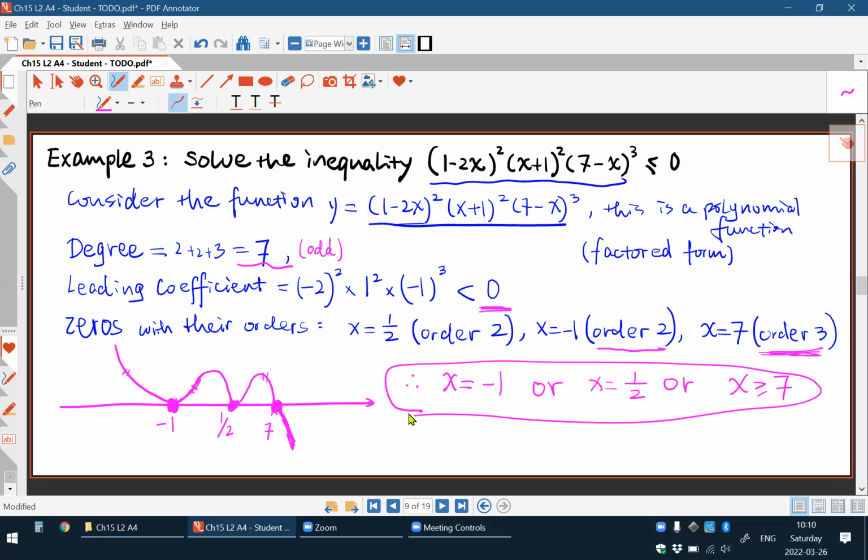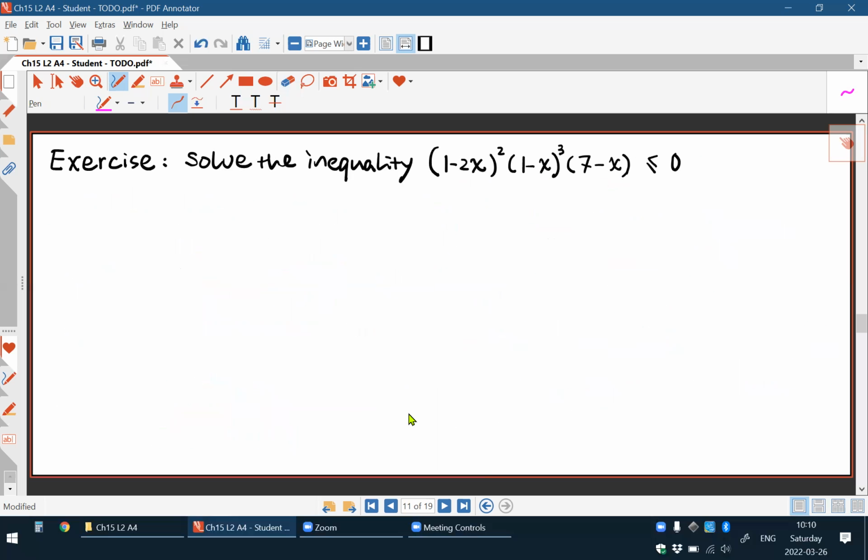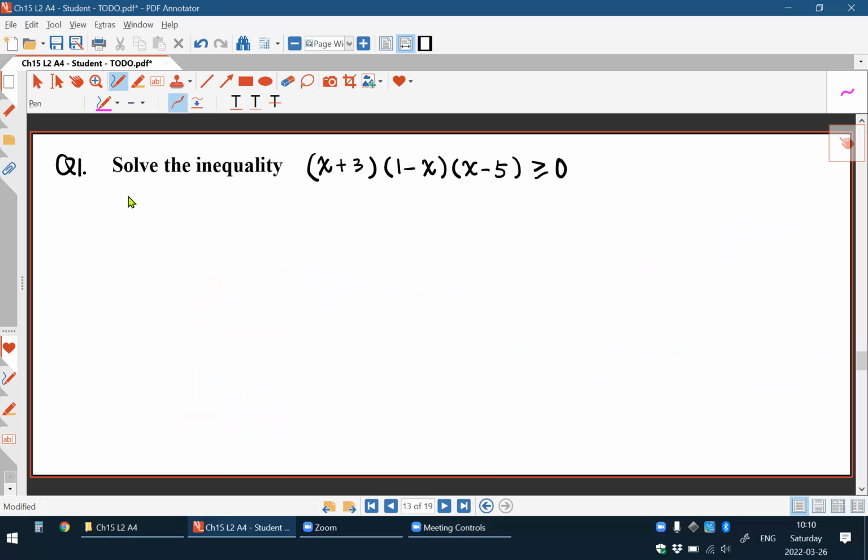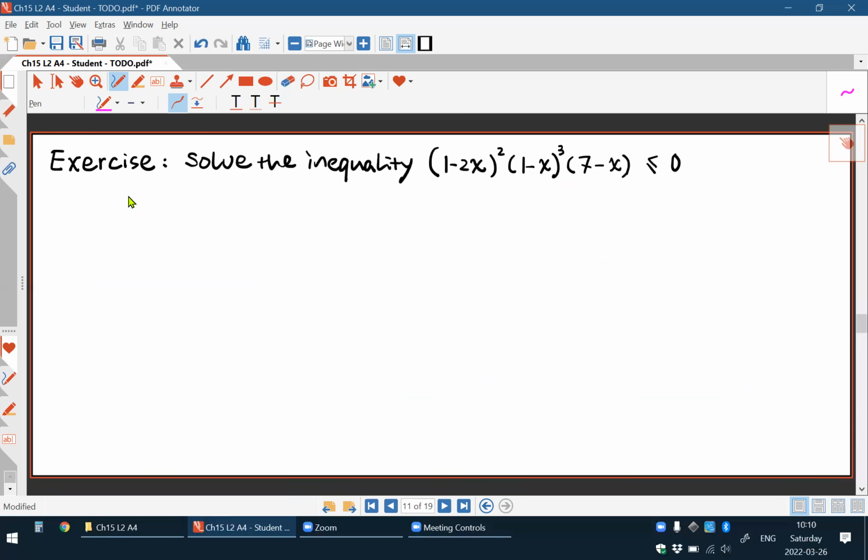Understand? So this sheet is a key to sketch the graph of this function, and then you can use a sketch to solve an inequality like this. Understand? Okay. All right, then let's have a look at the next one. Okay.